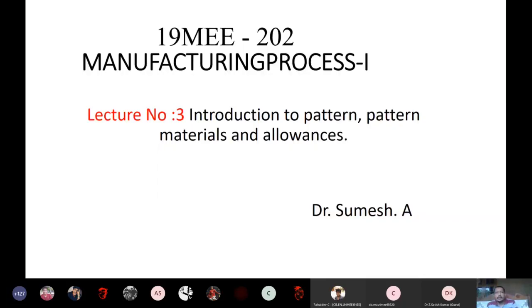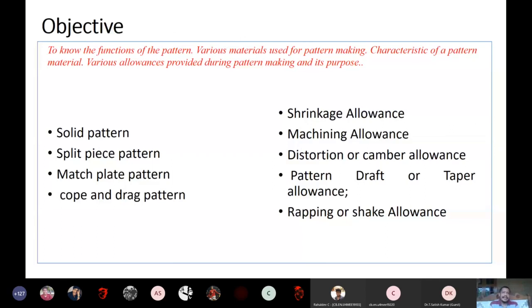Good evening. So we'll go into lecture number 3, that is Introduction to Pattern Materials and Allowances. The objective of this class is to know the functions of the pattern, various materials used for pattern making, characteristics of a pattern material, and various allowances provided during the pattern making and its purposes.